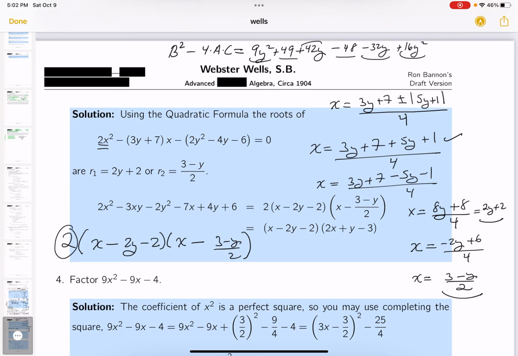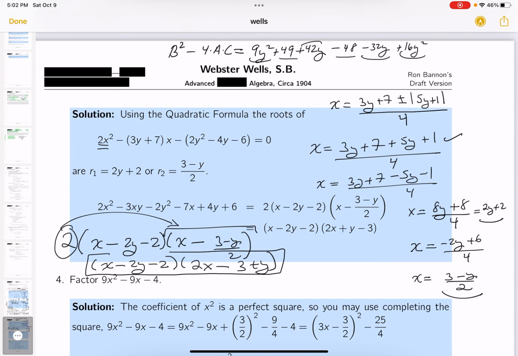I'm going to take this 2 and associate it with the second factor. Let's write this down now. So what are you going to get? x minus 2y minus 2, then you can get 2x minus 3 plus y. There's a factorization for you. But, oh, I shouldn't have boxed it. I really have to back up. That's really crazy to box that guy.